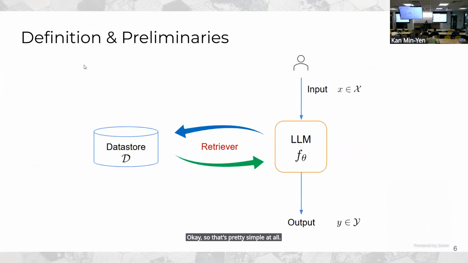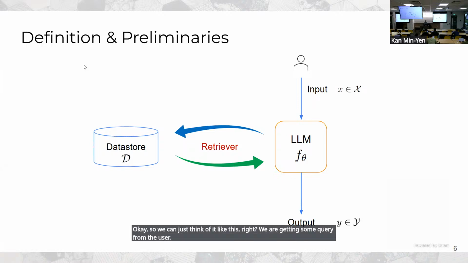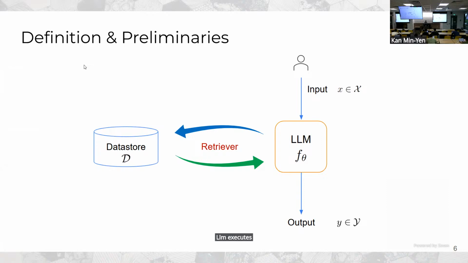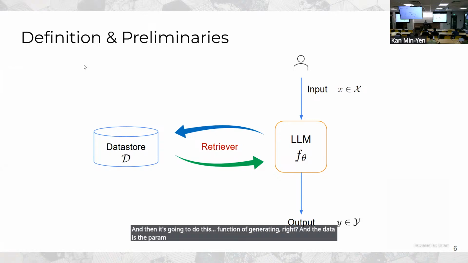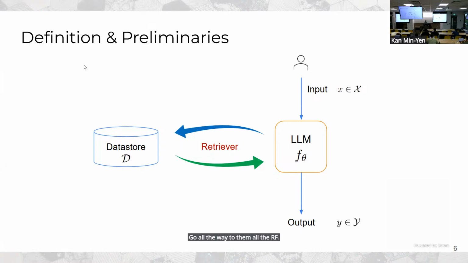Okay, so we can just think of it like this, right? We are getting some query from the user. The LLM executes a retrieval first, asking about X to the data store. It's going to retrieve some context, which I indicated as C, and then it's going to do this function of generating, right? And theta is the parameter, so this is when we call it a parametric model. All the weights in the model are theta, and then it's going to output this Y. Okay, so that's just a diagram, right?